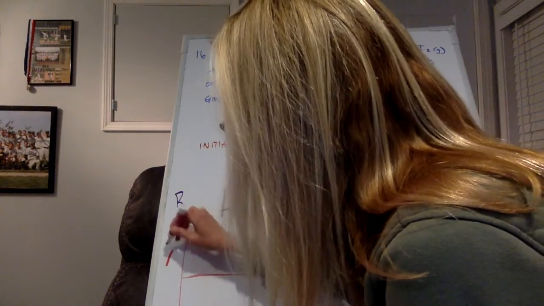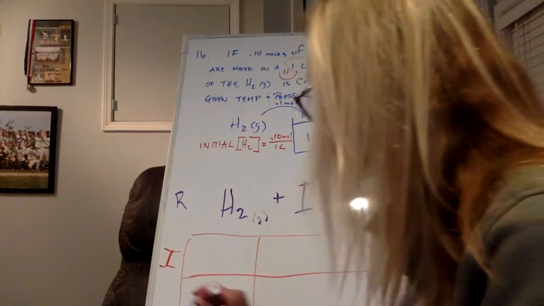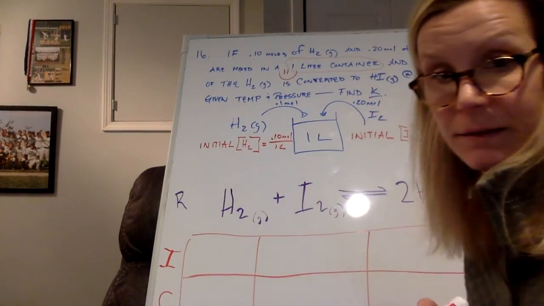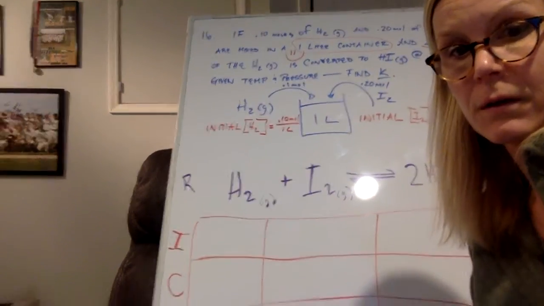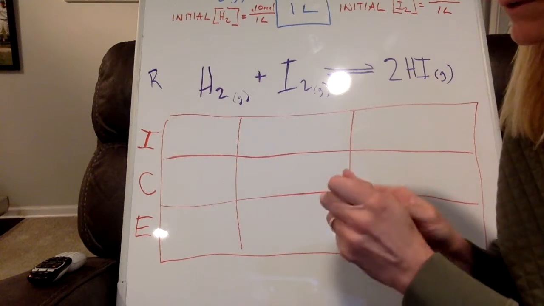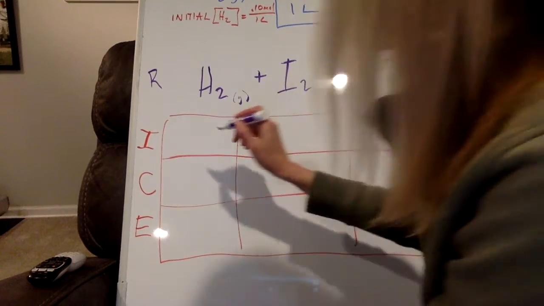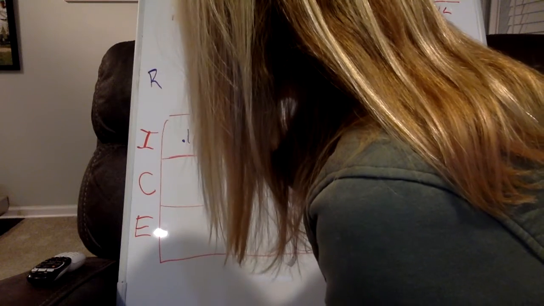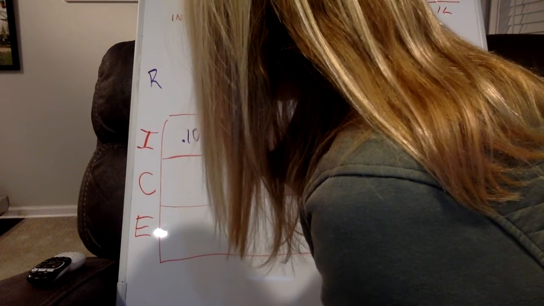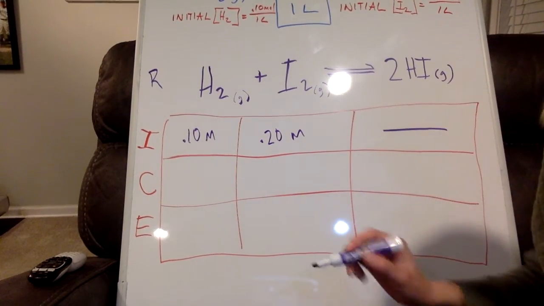Okay, I stands for initial. That's what you're starting off with. C stands for the change. And E stands for what it is at equilibrium. So initial, I have 0.10 molar of this. I have 0.20 molar of this. And initially I started off, I didn't have anything of that.